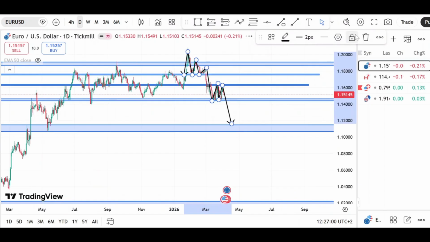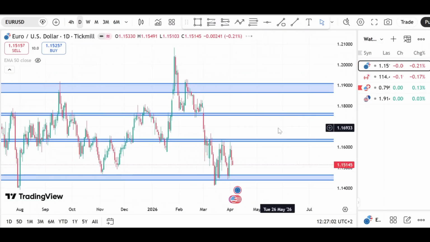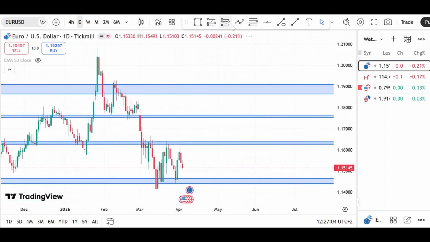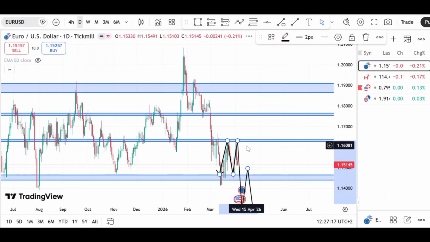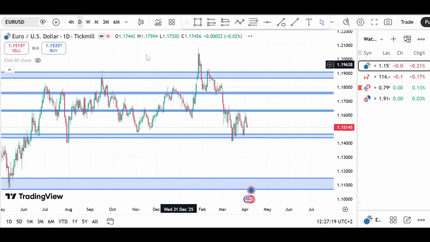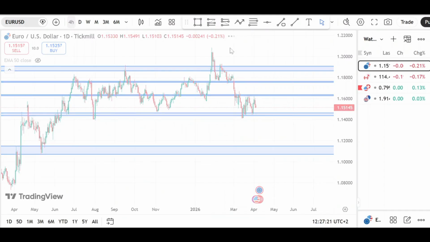As you can see, this is like a double top here. We can expect that the sellers are going to break this structure here, retest, and then we enter for sells. Let's go to the H4 time frame to see what is happening.